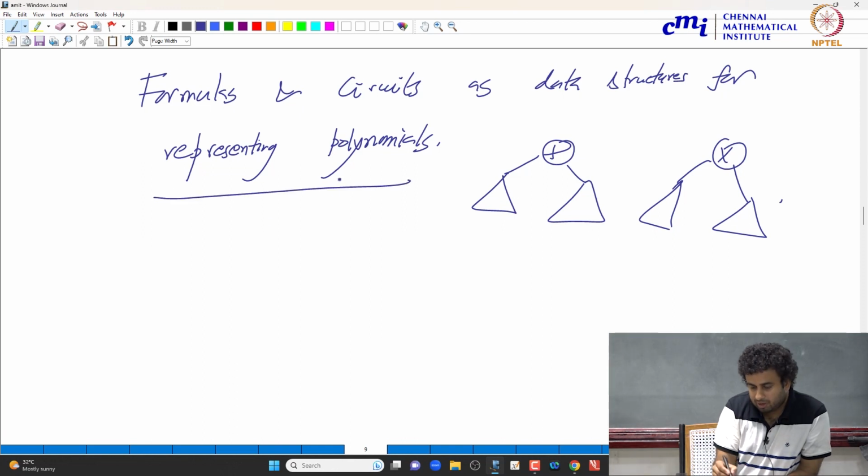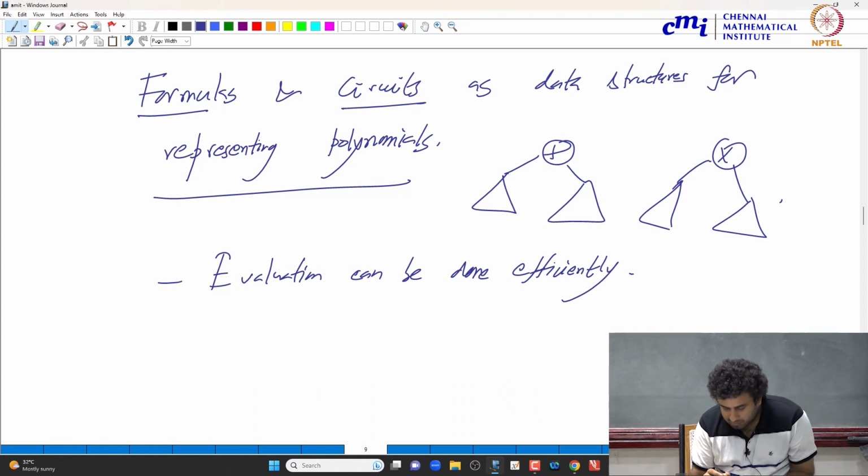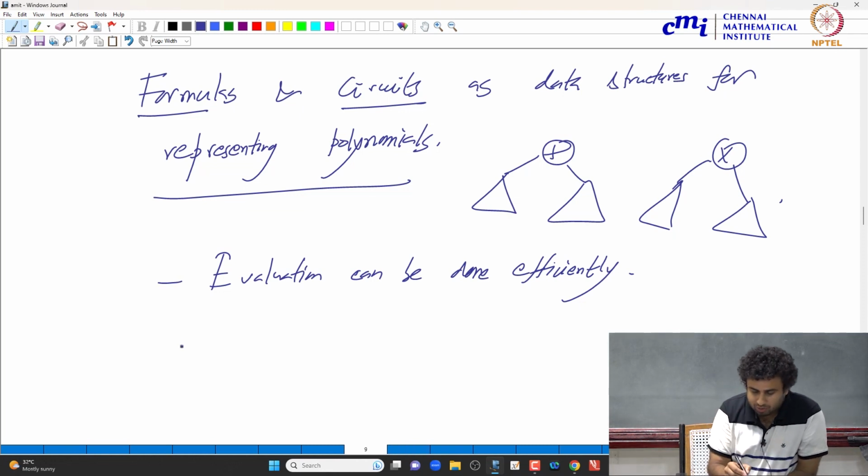And if you are given a polynomial in these formats, formulas or circuits, then evaluation is efficient, right? Evaluation can be done efficiently if the size of the formula or circuit is small. Now, but again, like I told you in the univariate case, not every polynomial would have a small formula or circuit.